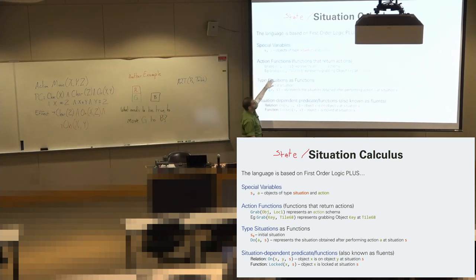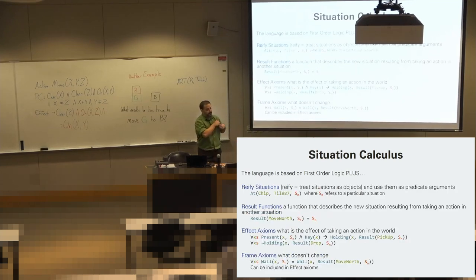That's the same kind of concept you can see. Grab some object from some location, grab a key from a certain location, if we're thinking of the chips challenge analogy. What if I do that action, represented as an A, on a specific scene, situation, time step, however you want to frame it? That's going to give its own new scene. And then you've also got some relational and functional things, like the on clause or something being locked at a certain situation.